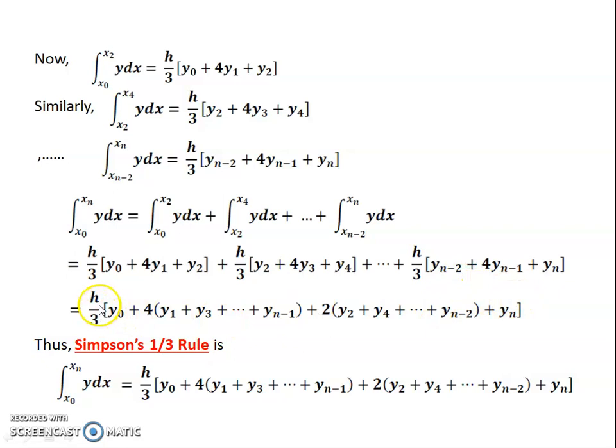So the formula becomes h by 3 times y0 plus 4 times y1 plus y3 plus up to yn minus 1, plus twice y2 plus y4 plus up to yn minus 2, plus yn. This formula is known as Simpson's one-third rule. We can use this formula to find out the integration of a definite integral. Similarly, by putting n is equal to 3, we can obtain Simpson's 3/8 rule.